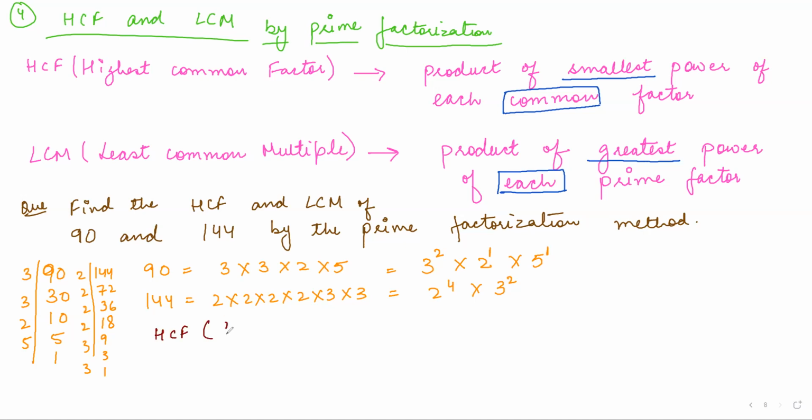Okay, now what about HCF? So HCF of 90 and 144. When you are finding HCF, you have to take the smallest power of each common factor. So how many common factors are there? I can see 2 is common. 2 is there in both, but I'll take the smallest power, that means 2 to the power 1. Understood? Then 3 is there in both the numbers and both have 3 to the power 2. So I'll take 3 to the power 2. So this will become 2 into 9, 18. So HCF is 18.